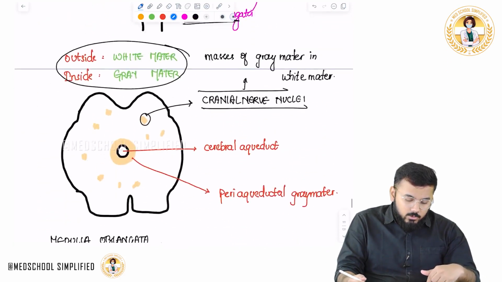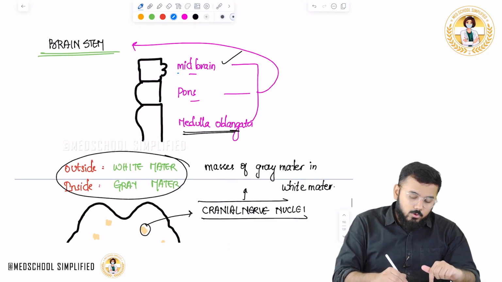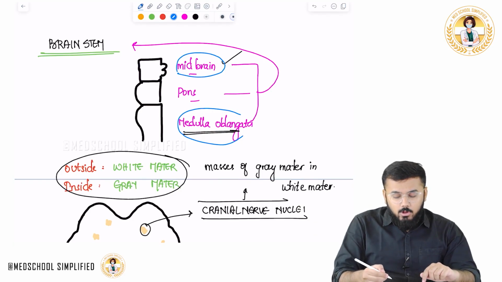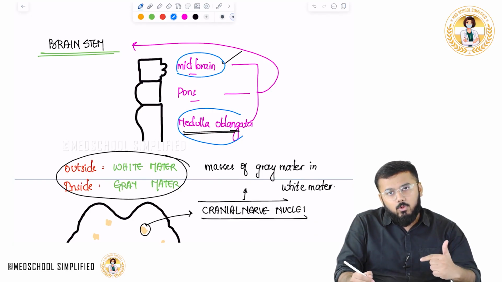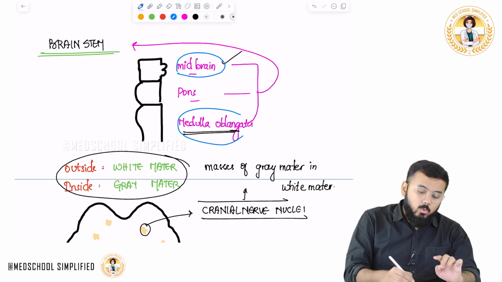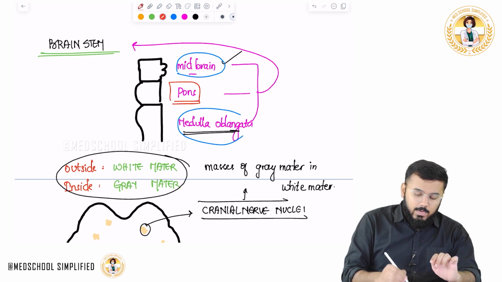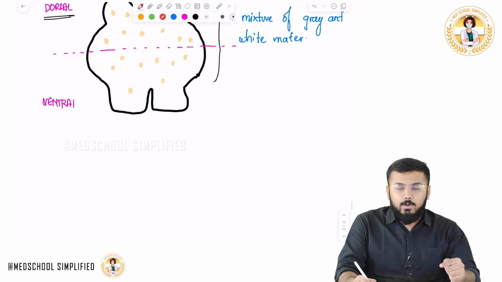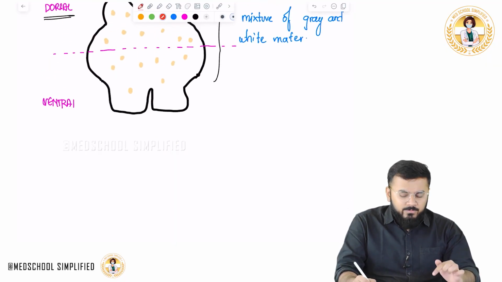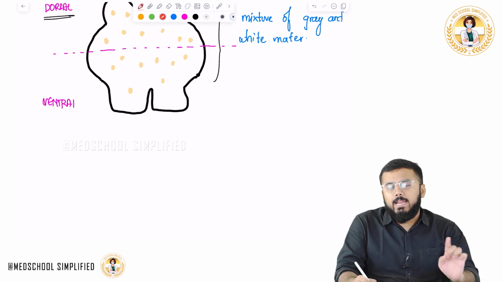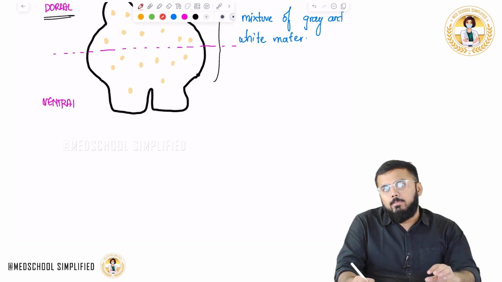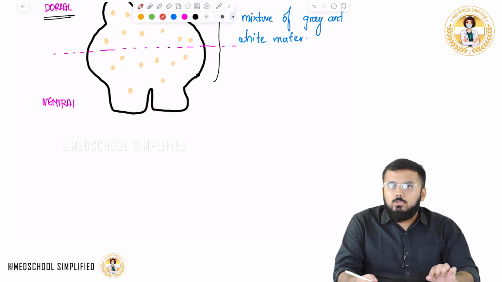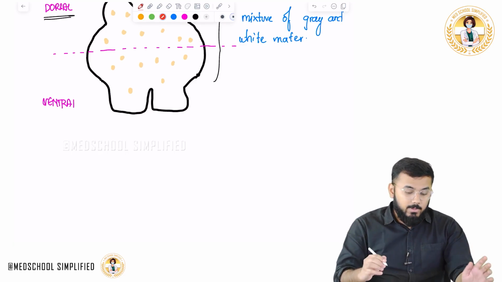So what have we discussed so far? I have discussed the midbrain, right? I have discussed the medulla oblongata. In the medulla oblongata, I have discussed the open part and also the closed part. Now I have to discuss the pons. And remember one thing, same as the open part of the medulla oblongata, even in the pons there is a mixture of both gray and white matter. There is no central gray matter and outer white matter, nothing like that. Even in the pons, the gray matter and white matter mix together.